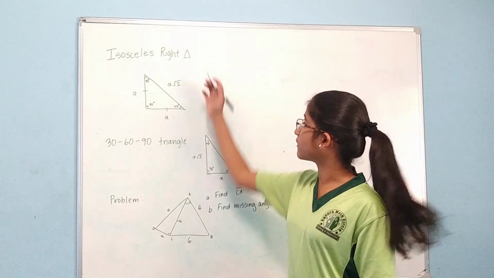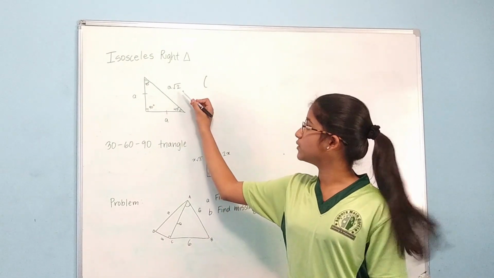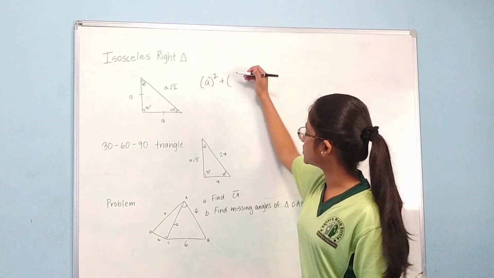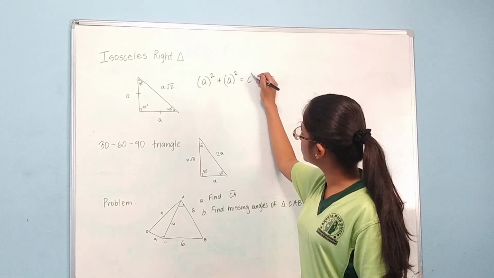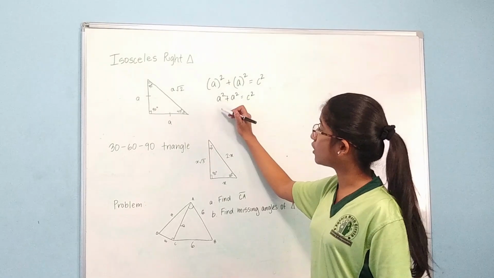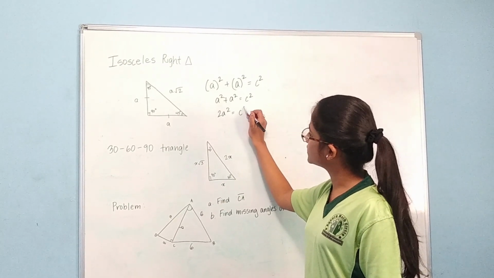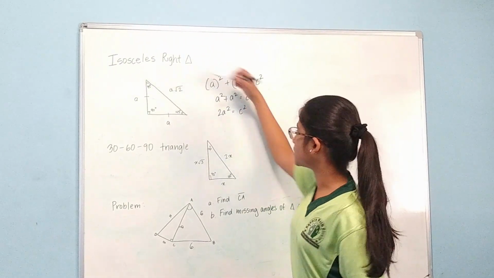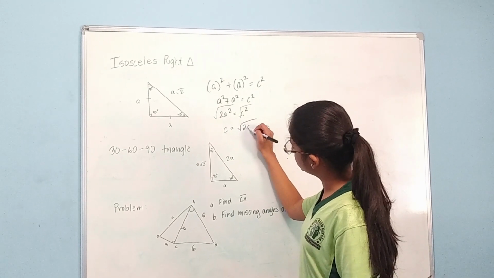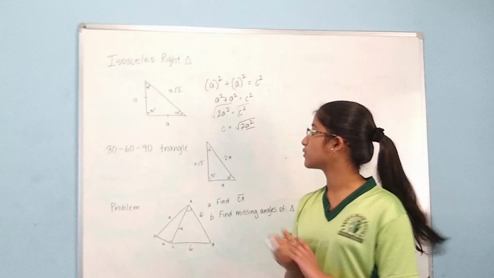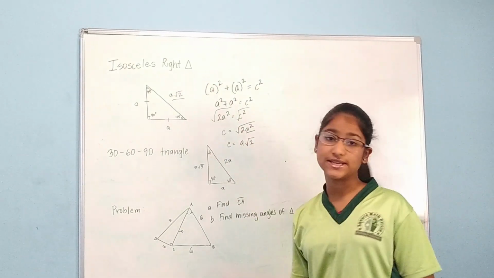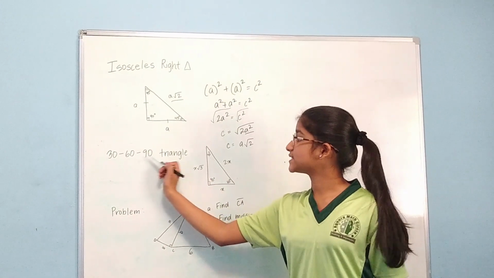Well, according to the Pythagorean theorem, a squared plus b squared equals c squared. So a squared plus b squared, which is just a squared, should equal c squared. So a squared plus a squared equals c squared. So 2a squared equals c squared. Well, we're only trying to find c, so we have to find the square root of both sides. So c is equal to root 2a squared. Well, a squared is a square root, so c is equal to a rad 2, which is why the hypotenuse is a rad 2. Now let's move on to the 30, 60, 90 triangle.